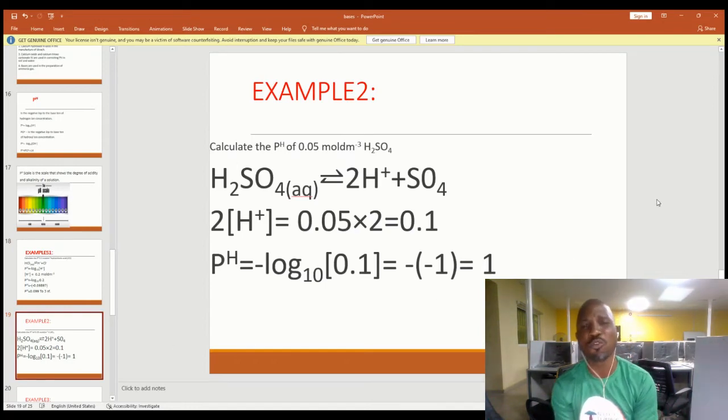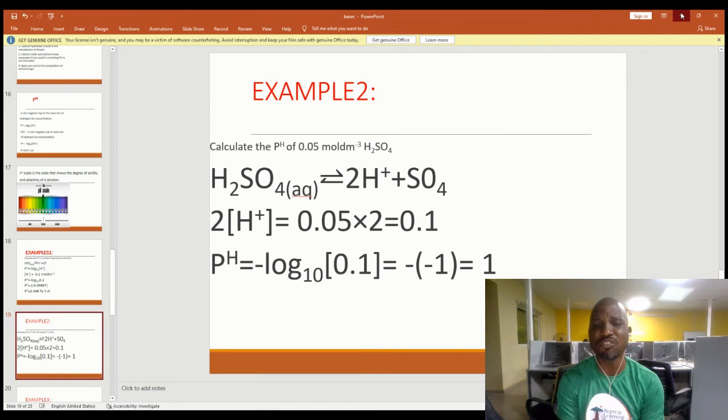Calculate the pH of 0.05 mole per dm cube tetraoxosulfate(VI) acid. If tetraoxosulfate(VI) acid ionizes, you will find out that it has two hydrogen ions, so that the concentration is no longer 0.05, it's going to be 0.05 times 2, which will give you 0.1, because the hydrogen ion concentration is 2. So we say pH is equal to negative log to base 10 of 0.1. Log of 0.1 is minus 1, so that minus multiplied by minus 1 will give you 1. So our pH for this is 1.